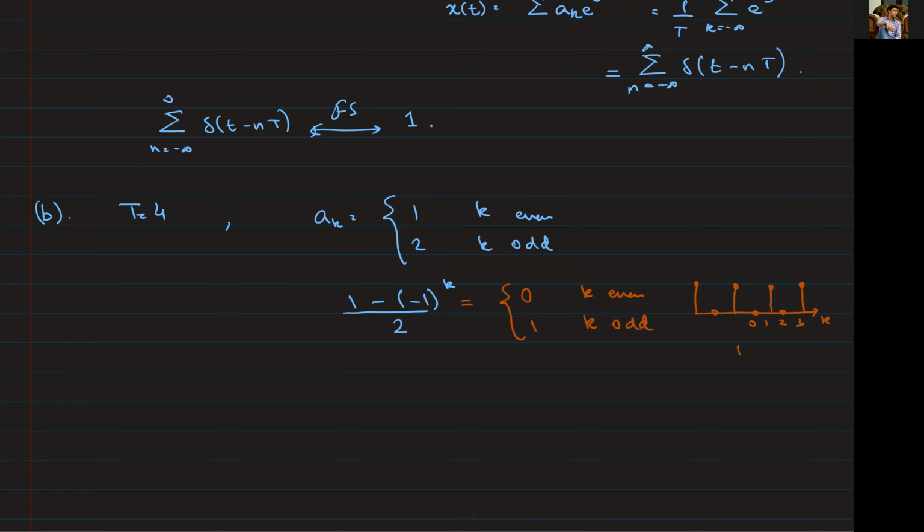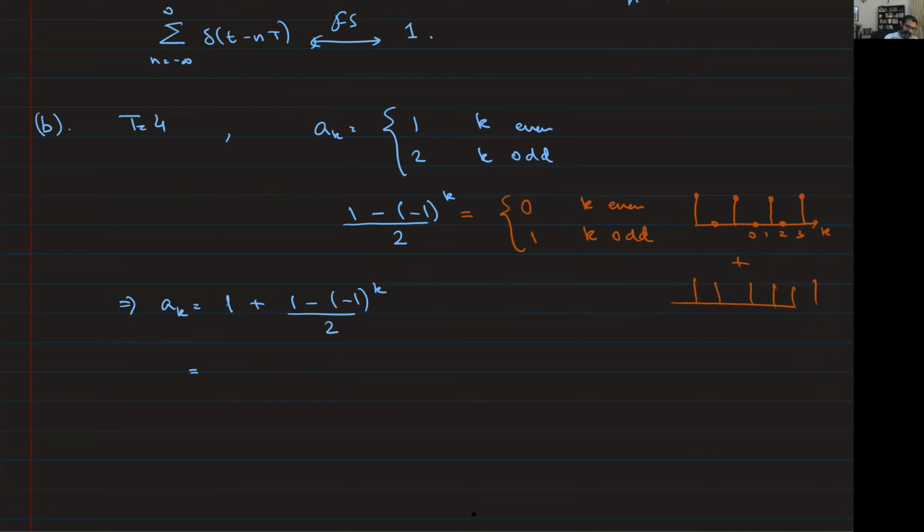Right, so I just add 1, and that would give me AK. Therefore this implies that AK is equal to 1 plus (1 minus -1 raised to power K) divided by 2. Lots of people just say add 1. So this becomes 1.5 minus half times -1 raised to power K.